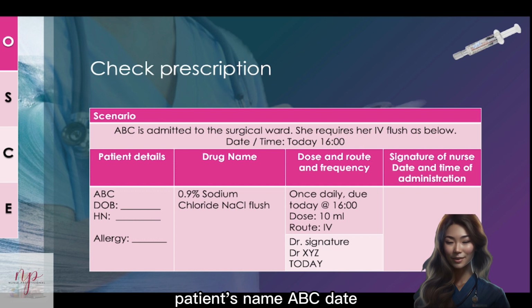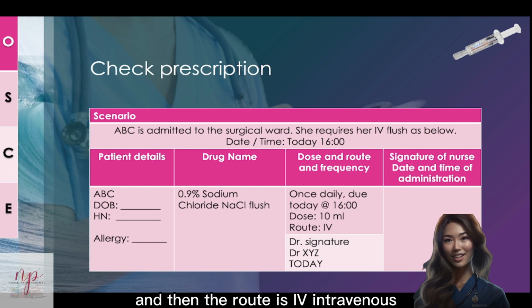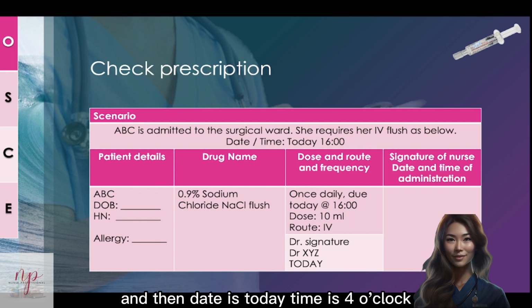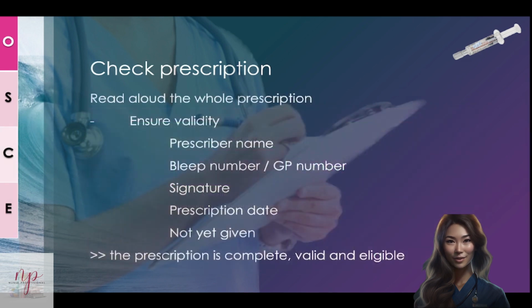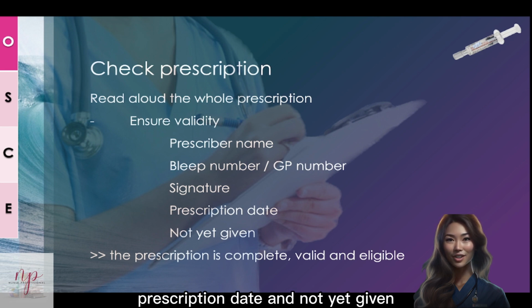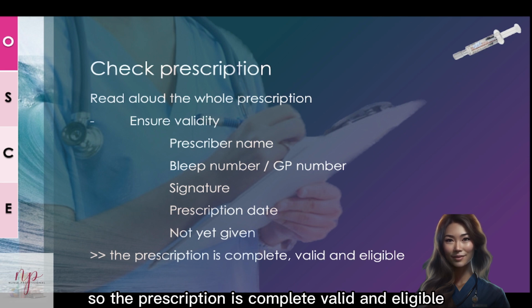Patient's name, ABC, date of birth, and so on, hospital number, and so on. Patient is allergic to so and so. The drug is 0.9% sodium chloride flush, and then the dose is 10 ml, for example, okay? And then the route is IV, intravenous, and then date is today, time is 4 o'clock, but not yet given. No one has signed it yet, right? And then prescribed by Dr. XY, dated today. So you check the 5 rights and you check the validity, the prescriber name, prescription date, and not yet given. So the prescription is completely valid and eligible.